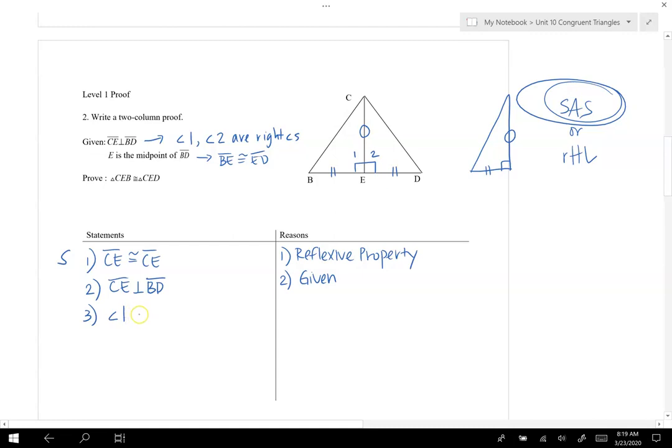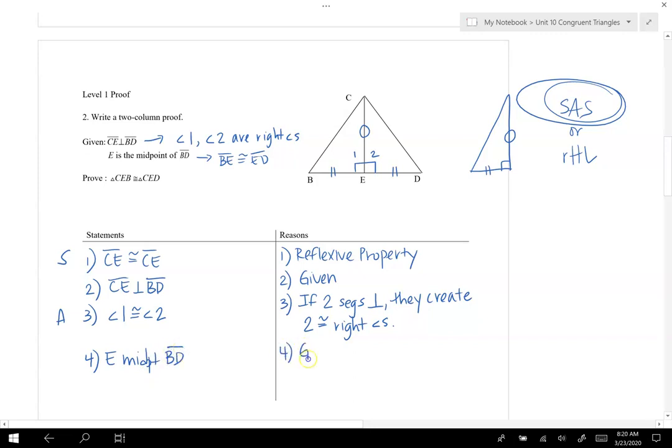So angle 1 is congruent to angle 2 because if I have two segments that are perpendicular, that's what I was given, they create two congruent right angles. That's what happened. Okay, so there's my angle. And then I've got to put my other side, which is from my given as well. E is the midpoint of segment BD. Given.